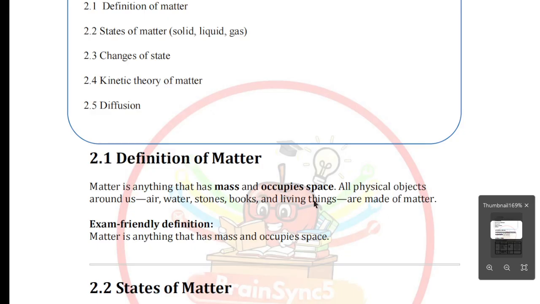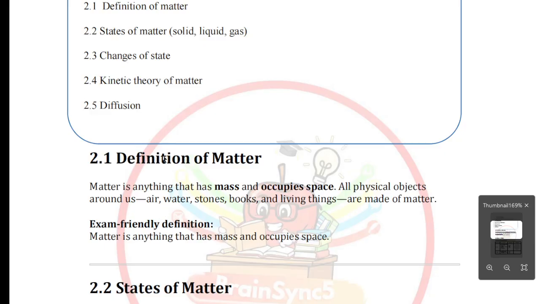So we're just saying that anything that has mass, meaning anything that is heavy, and occupies space, something that takes up space or has volume, that is considered to be matter, you see. The easiest one that you can answer in an exam is this one. Matter is anything that has mass and occupies space or weight. You understand it? So this is just the definition of matter.